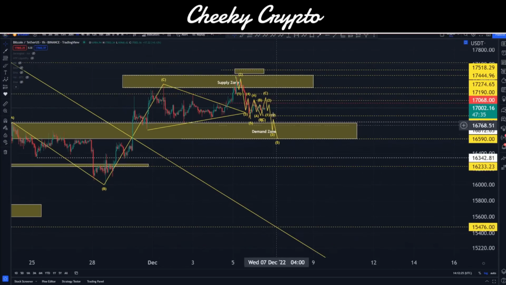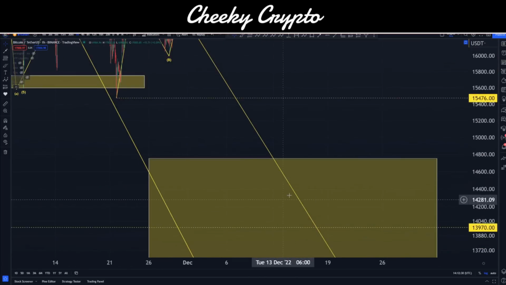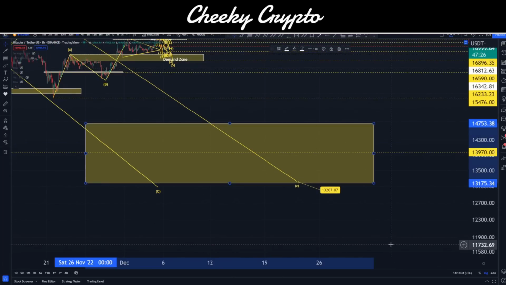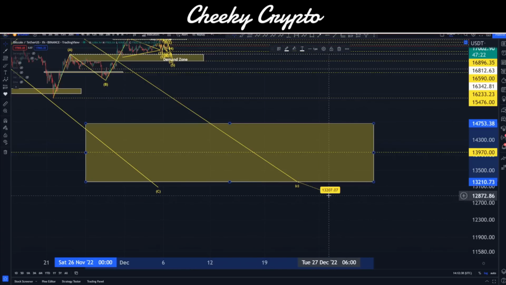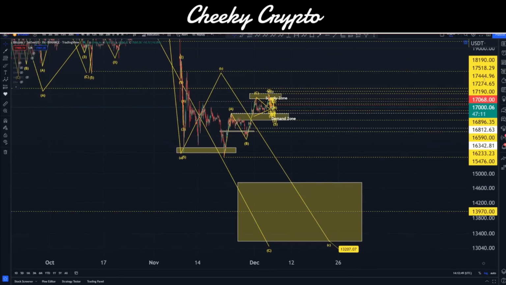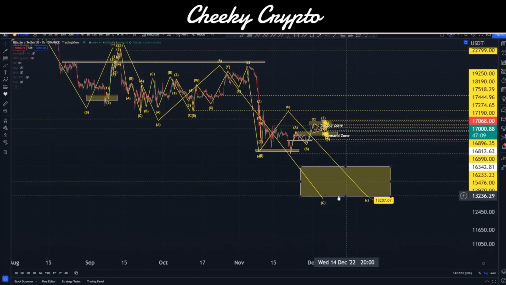Now, that would probably be more aligned to where my macro thought pattern is, as we have still got a bit of a journey to the downside to be had here. So as I said, we were looking at this slightly lower range. It's actually a little bit higher there, so about 13,207, up to a slightly higher range of around 14,753. This is the area that I'm expecting us to finally finish this particular pattern.